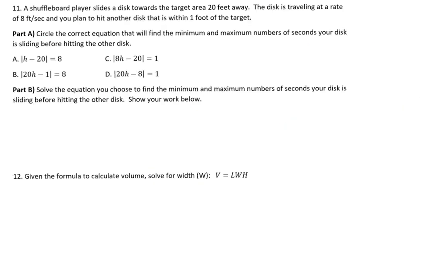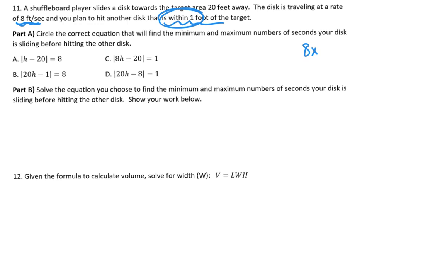A shuffleboard player slides a disc towards the target, and so on. Okay, 8 feet per second. So I know that's a rate, so I'm already thinking like 8x, because feet per second, that's a rate. All right, and the target is 20 feet away, and you plan to hit another disc that is within 1 foot. So the within 1 foot, that's the whole give or take a foot thing.